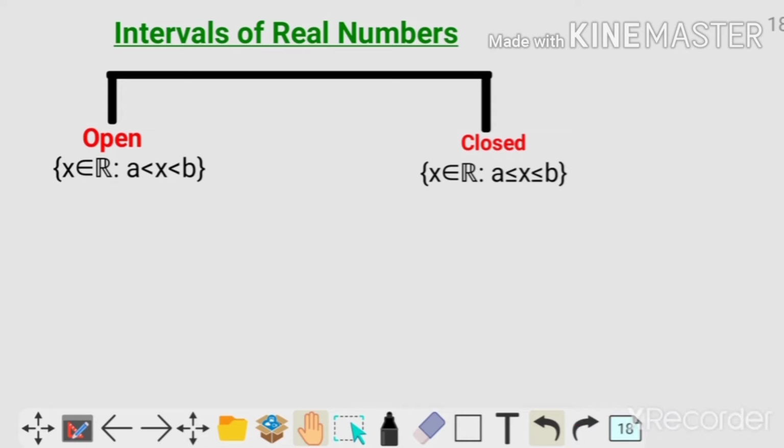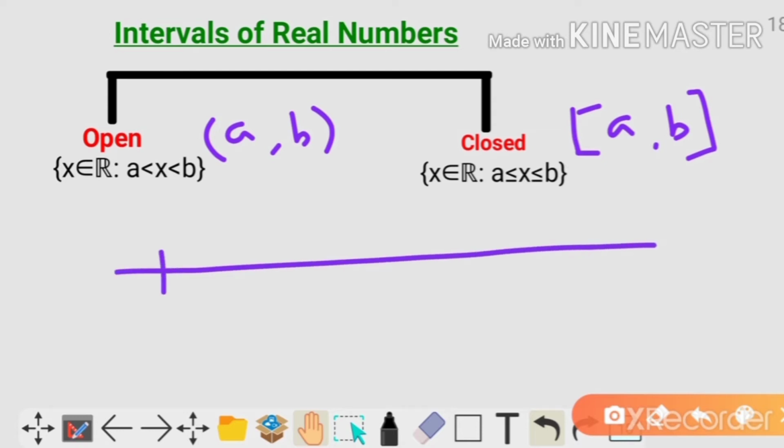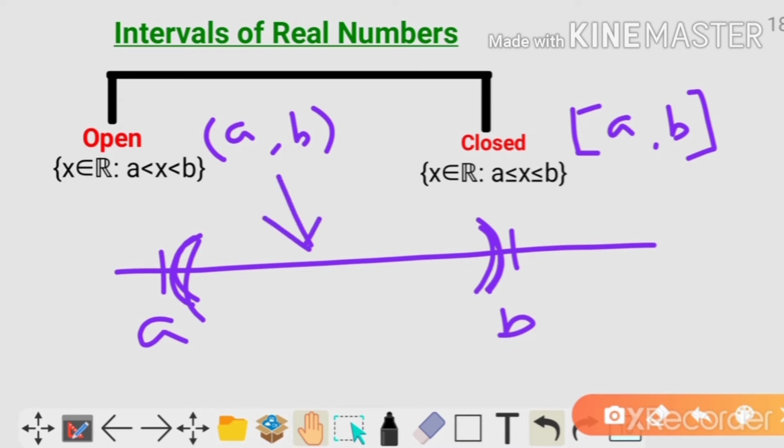So now first let me tell you that the open interval is denoted by the first bracket, (a, b), and the closed interval is denoted by the third bracket, [a, b]. Okay. Now we'll learn the difference between open and closed interval. So if I draw a line and point A, B, the open interval is, we'll take all the points after A but not A. Similarly, on the right side, we'll take all the points before B but not B. So this is the open interval.